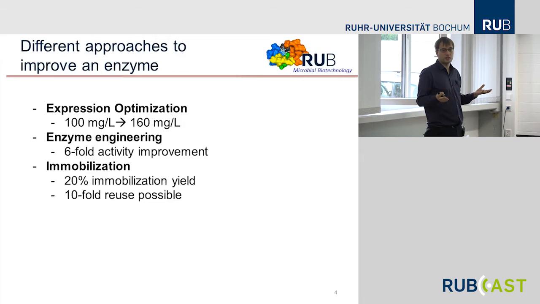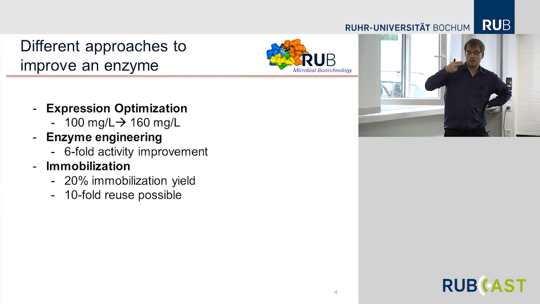So this is just a very practical example from an ongoing project. This was just an enzyme reaction. I will tell you about this enzyme later. And we did several things. We wanted to increase the total turnover number, which means the amount of moles we produce per catalyst. So the expression optimization yielded an improvement from 100 milligram per liter to 160 milligram per liter protein. So this is roughly a twofold increase of activity.